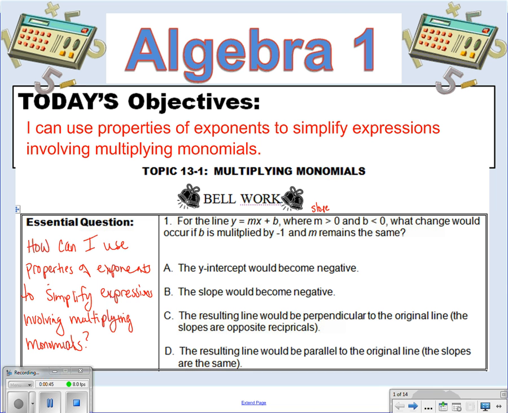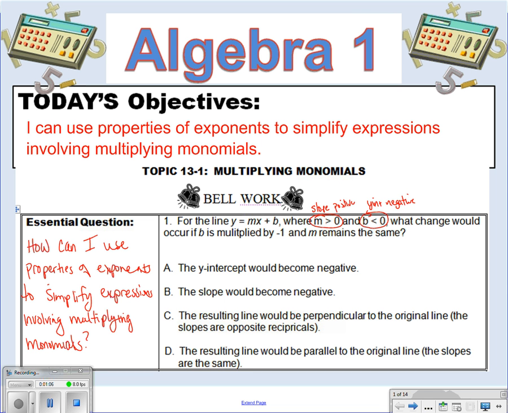So the m greater than 0 tells you that the slope is positive. If it is greater than 0, it is positive. That's information we need to know. The other information that they give you is that b is less than 0. b is our y-intercept. So our y-intercept is negative.